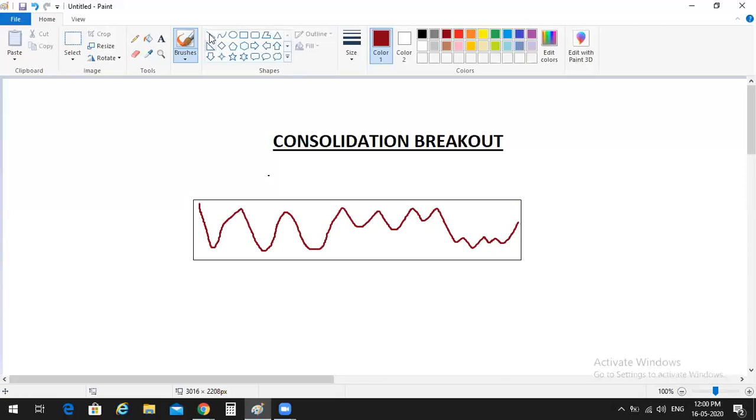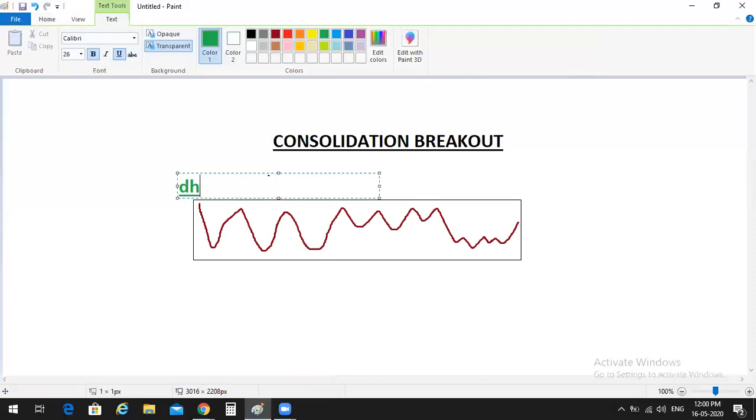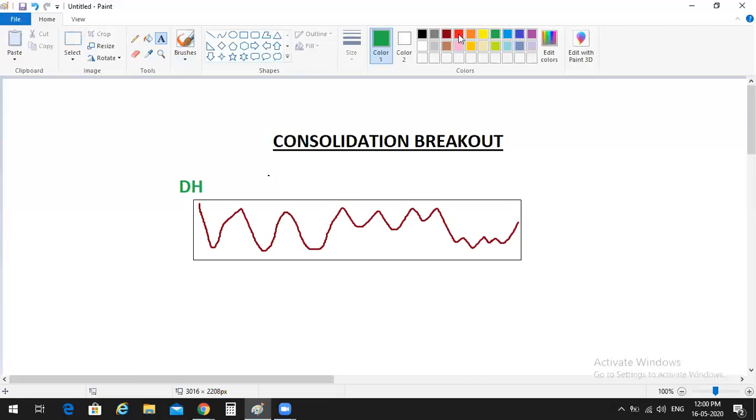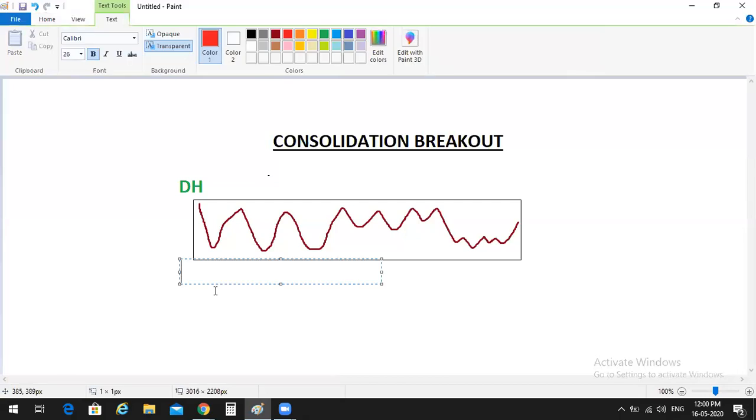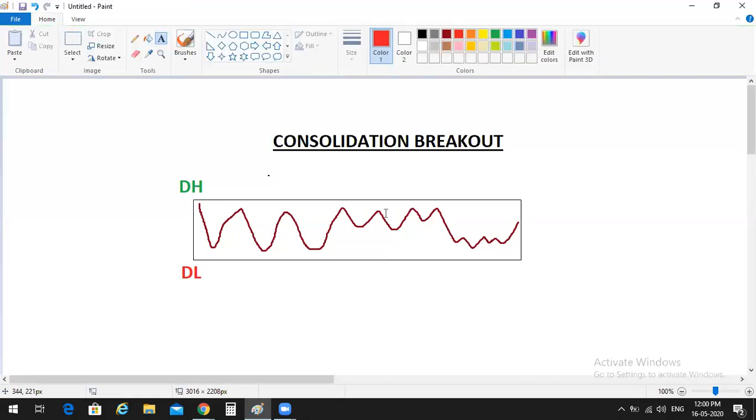So assuming that this becomes our day's high, and the low that it makes will basically become our day's low. So this is your day high, and we also have our day's low. And the range, which is the difference between day high and day low, has been very narrow for the stock or index.